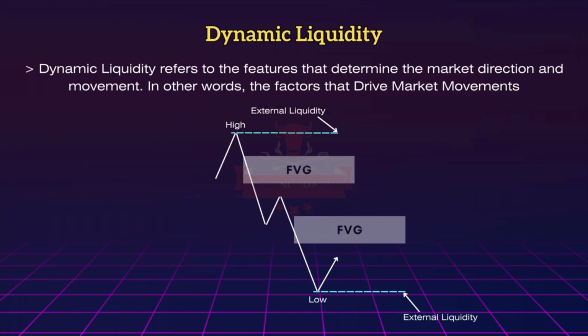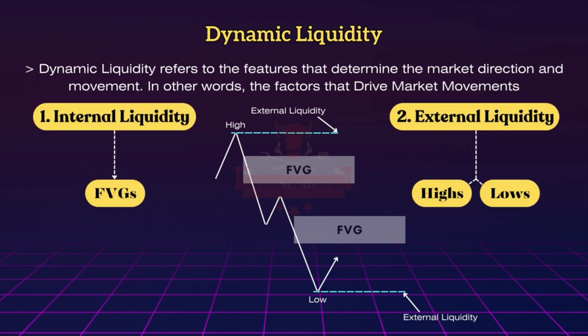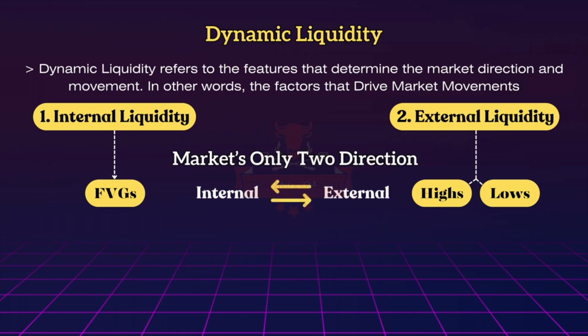Dynamic liquidity refers to the factors that influence the market direction and movement. In simpler terms, it represents the elements that drive market movements. To better comprehend this, let's imagine a market structure like a rally wave, consisting of a high and low. These highs and lows represent external liquidity. Essentially, external liquidity pertains to the highs and lows within a rally wave. On the other hand, the fair value gaps found within the range of the high and low are considered our internal liquidity.